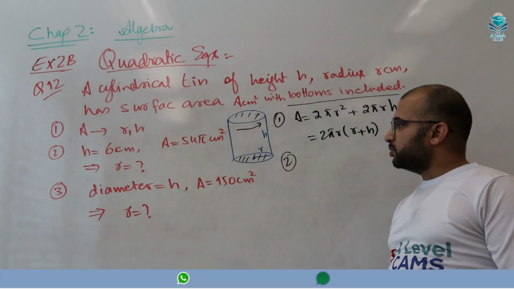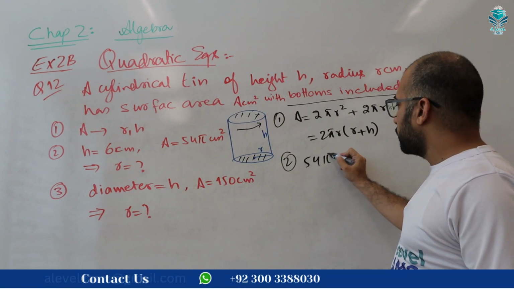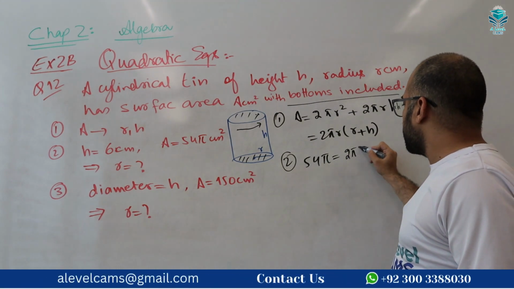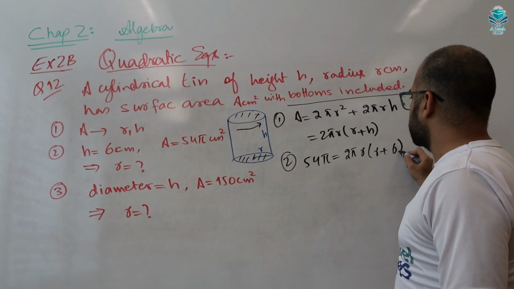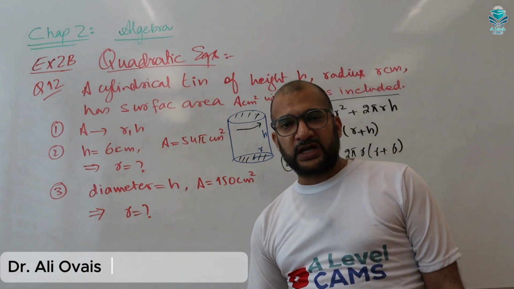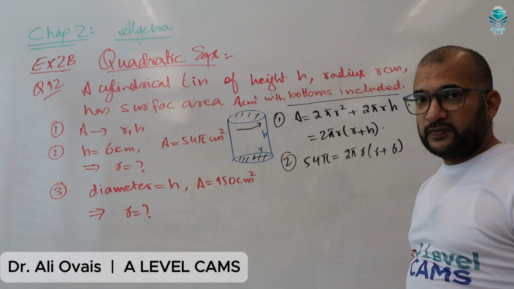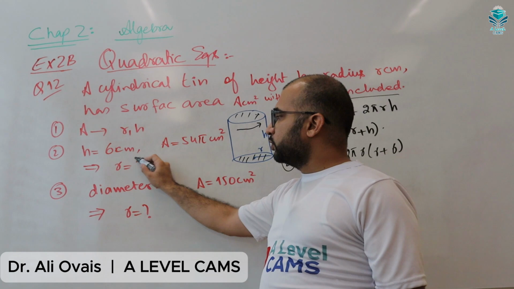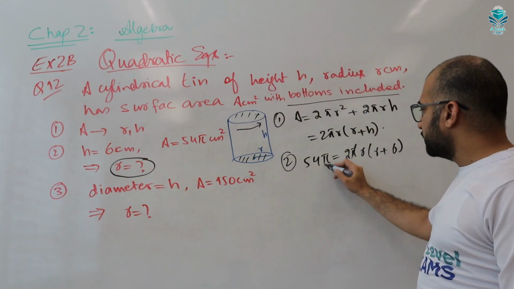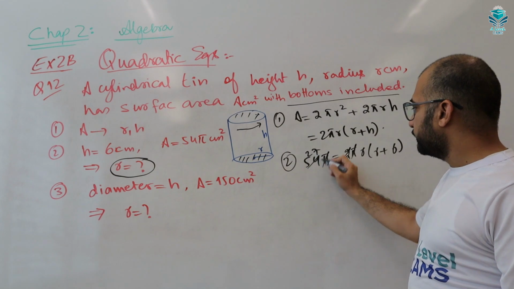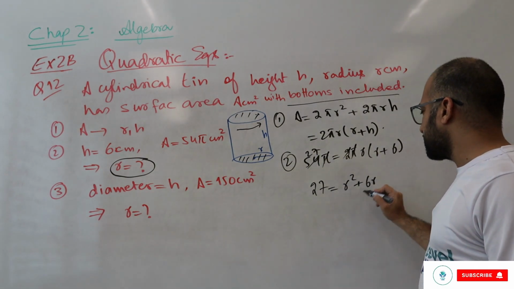Now we solve the second part. In the second part, the area is given as 54 pi, equal to 2 pi r times r plus 6. Height is 6. So the information given to us, we will substitute here and try to solve for the unknown r. We have to find the value of r. So dear student, you can write from here 27.